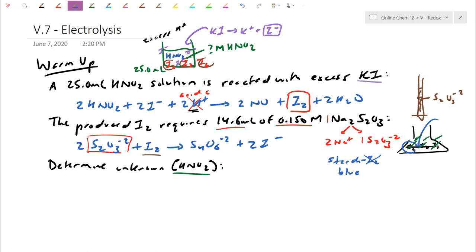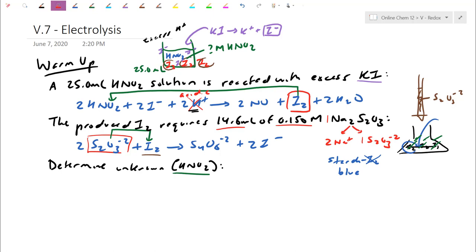And overall, what we're going to do is take this S2O3 2-. This is going to help us count how much iodine it reacted with. Where did the iodine come from? Iodine was also in a 1 to 2 ratio with the HNO2. Even though this is two equations, we're going to do our mole ratios back to the starting equation.